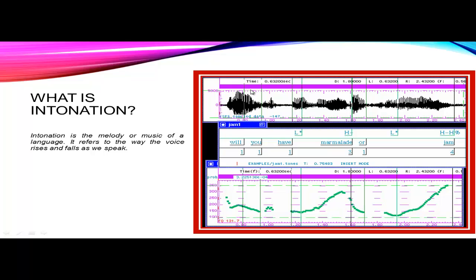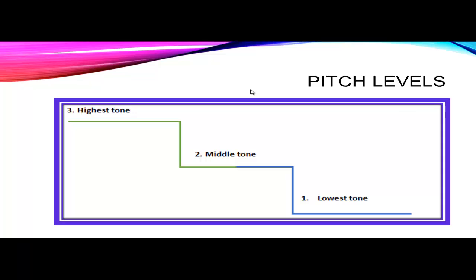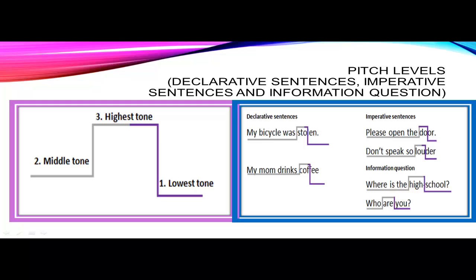What is intonation? Intonation is the melody or music of a language. It refers to the way the voice rises and falls as we speak. Intonation has three pitch levels: highest tone, middle tone, and lowest tone. We can find these three pitches in a sentence with a different order. For example, the 2-3-1 pattern or rise and falling intonation pattern is used in declarative sentences, imperative sentences, and information questions.